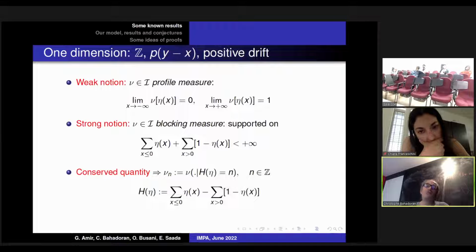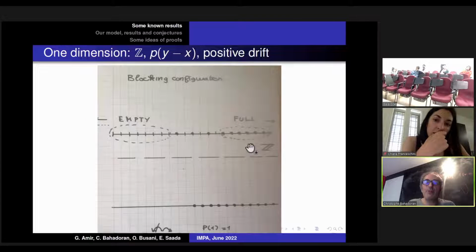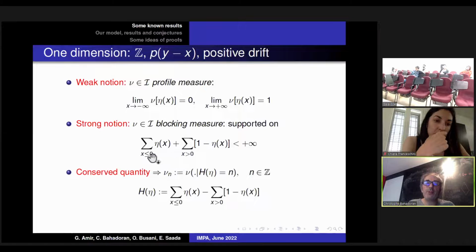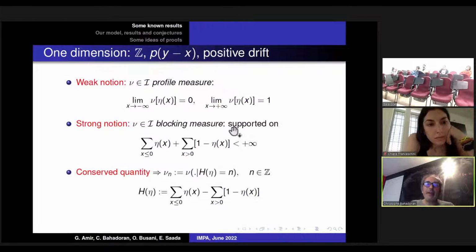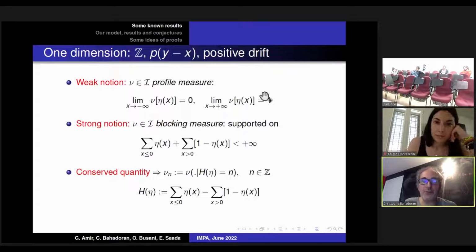we have to give a few definitions. So what is drawn here is called the blocking measure. As I said, a blocking measure is by definition a measure which is supported on this space, the space which is drawn here, and there is also a weaker notion of profile measure, which was introduced in the 2000s by Bramson, Liggett, and Mountford, which says that the mean number of particles goes to 0 at minus infinity and 1 at plus infinity. It's weaker than blocking measure.